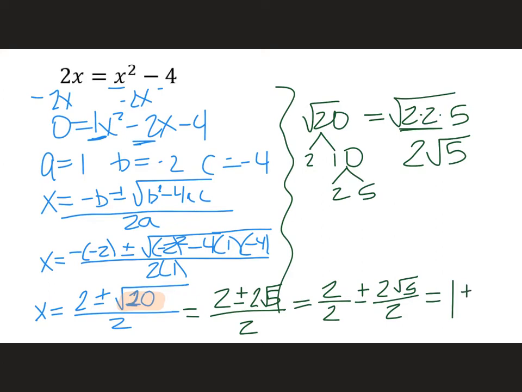So this would be 1 plus or minus the square root of 5. And since that's an irrational number, it's more precise to leave it as a radical. So I would leave it like this.